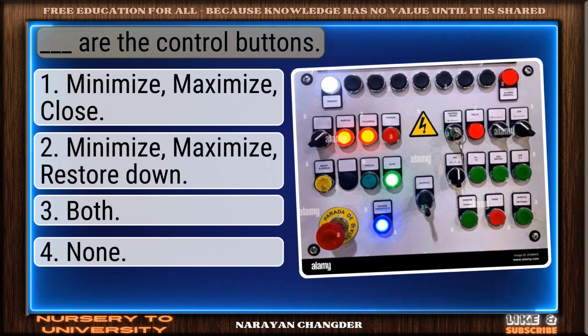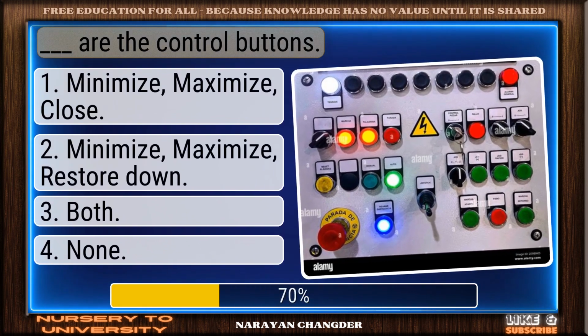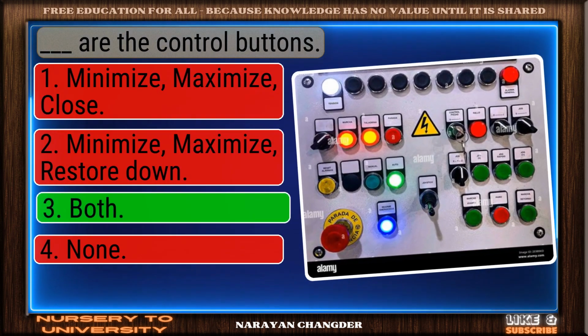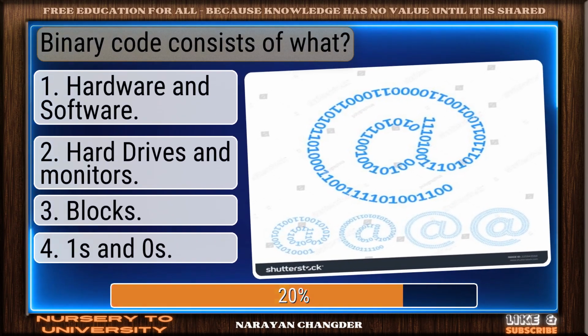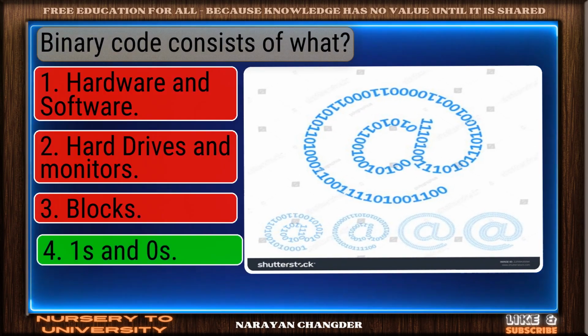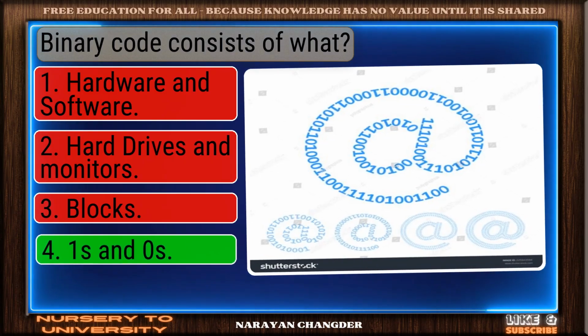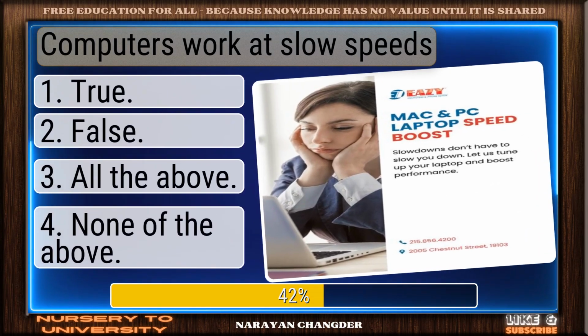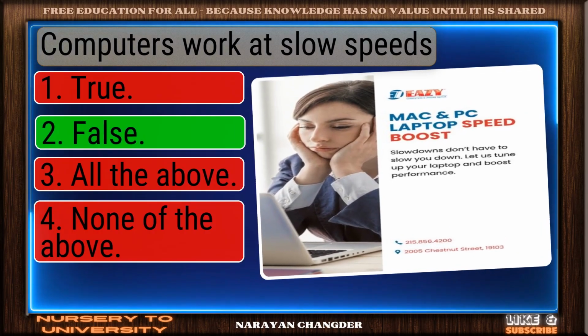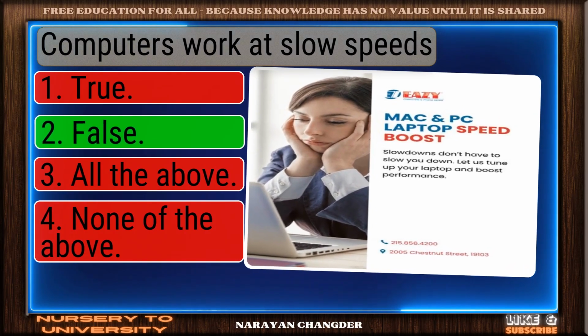Dash are the control buttons. You got it. Both fits. Binary code consists of what? Nice work. Ones and zeros fits perfectly. Computers work at slow speeds. Excellent. False is well reasoned.